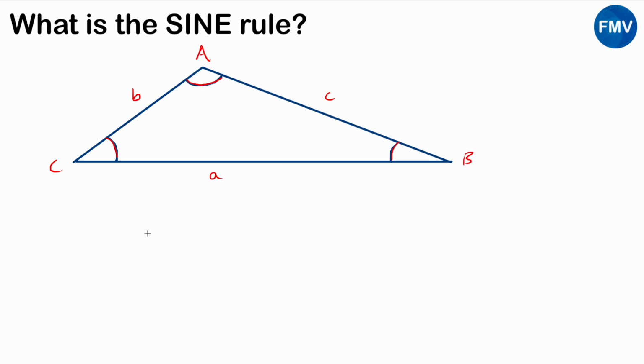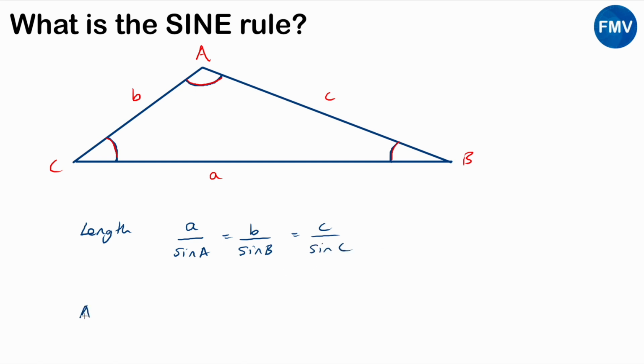Okay, so now we've labeled the diagram. What's the formula? Well, we've got one formula, but we show it in two different ways. If you're looking for a side, so you're looking for the length of a side, the formula you're going to use has the lowercase sides as numerators. So we've got length a over the sine of A is equal to b over the sine of B is equal to c over the sine of C.